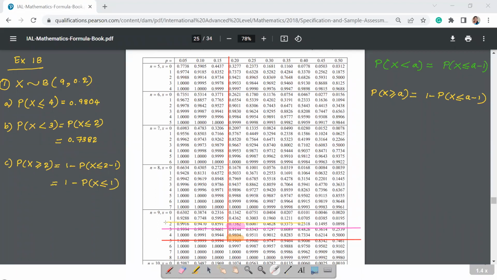You can see this is the x value I'm underlining in yellow, and the probability is 0.2. So you can highlight it. What's the value? 0.4362. Guys, can you see? 1 minus 0.4362. How much is it? 0.5638.